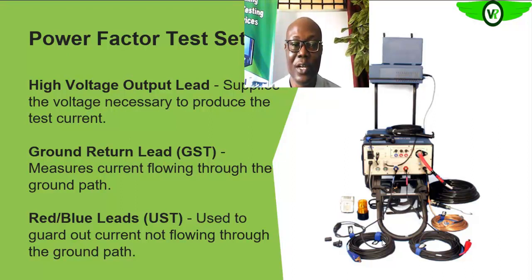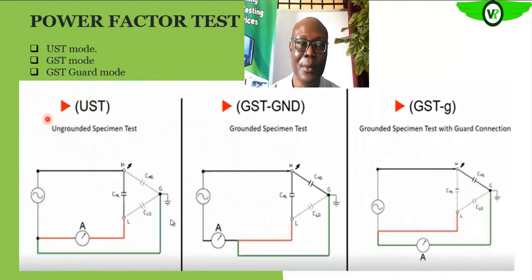So here now is the ungrounded specimen test. Since it's ungrounded, you use it to direct the current that will be flowing to ground, out of the measurement instrument. So we'll see all of this later.